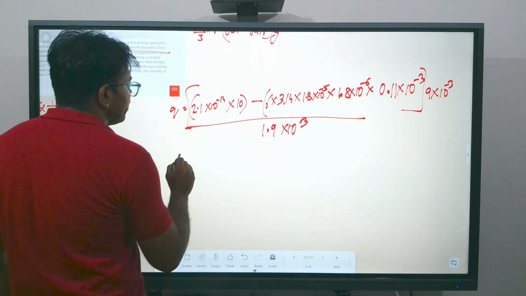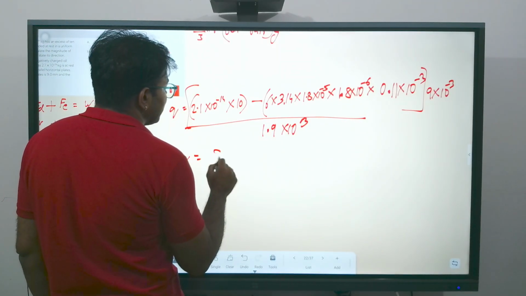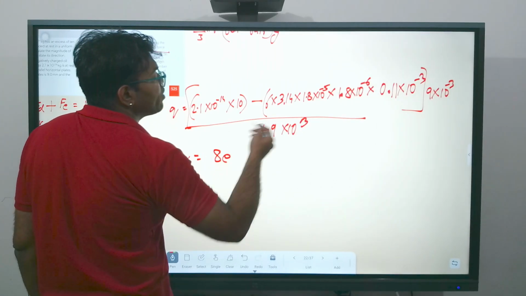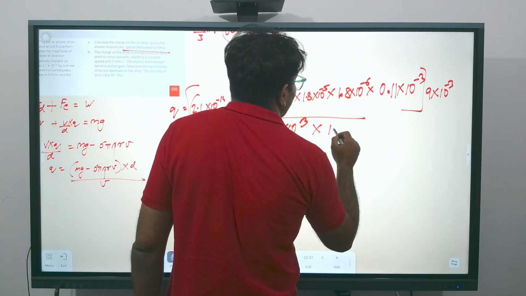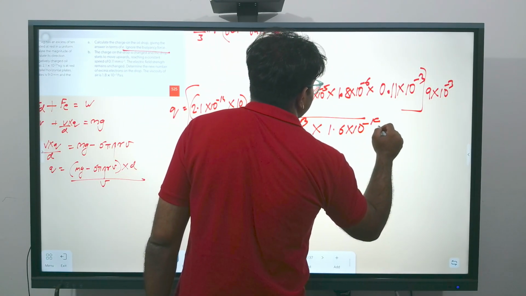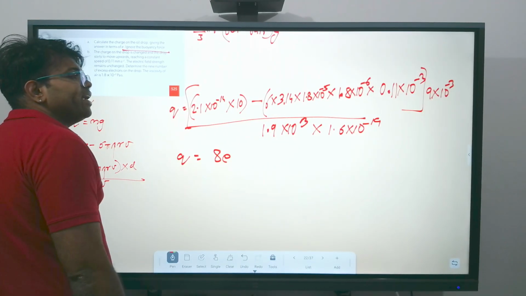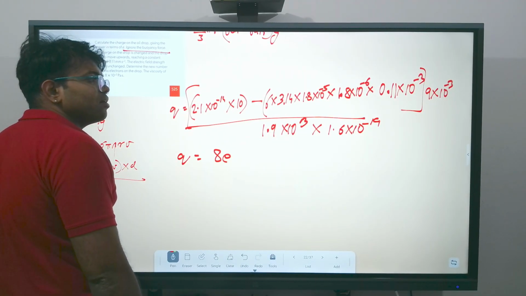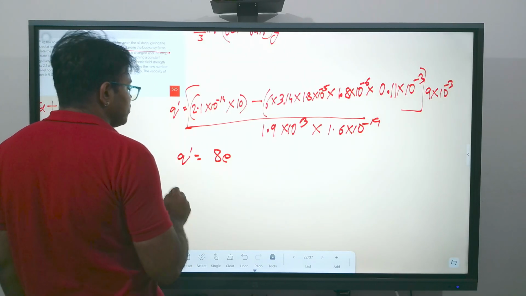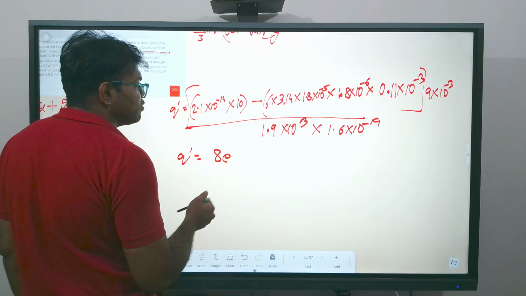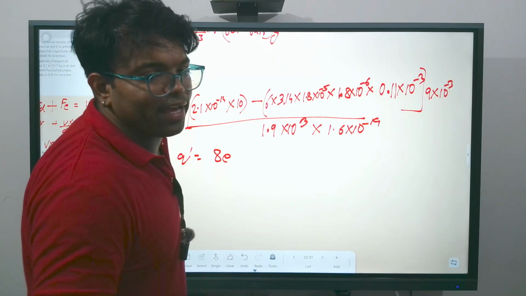So Q is coming out to be 8 electrons, right? If you want to find it in electrons, then you'll have to divide by 1.6 into 10 to the power minus 19 also. So it is coming out to be 8 electrons. Okay, so then Q dash is equal to 8 electrons. Therefore, the excess electrons will be how much? 2 electrons got added extra.